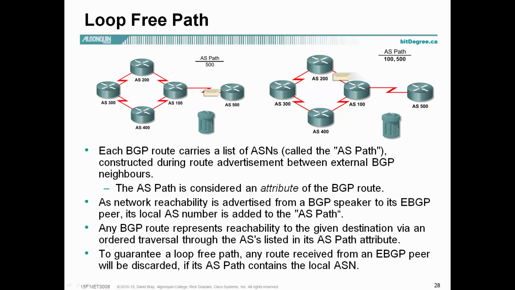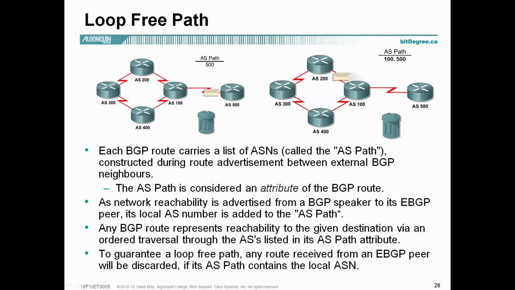So as this network reachability is advertised and passed along from one BGP speaker to an external BGP peer, its local AS number is going to be added to this AS path, and that's how it gets built all along the way. Any BGP route that represents reachability to a given destination can then be examined to see the AS path, to see the order in which the ASs have to be traversed to reach that destination.